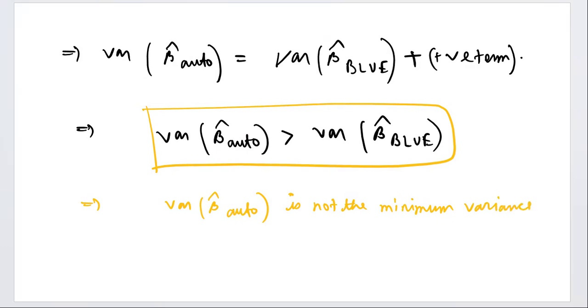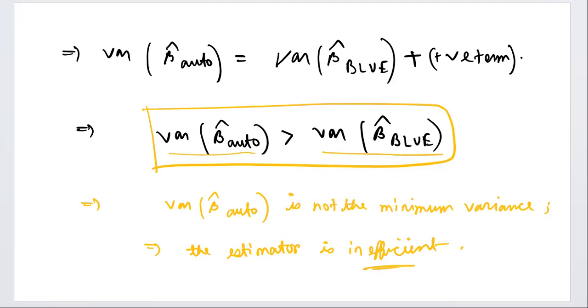Why is this so? Because if you remember in the Gauss-Markov theorem, we said that the variance of beta cap BLUE is the least. Under the CLRM assumptions, the OLS estimators are unbiased and give the least variance. So this particular variance is the least. Since we got that the variance of beta cap auto is strictly greater than the variance of beta cap BLUE, we can say that the variance of beta cap auto is not the minimum variance, which means that the estimator is inefficient. This is the definition of inefficiency: the minimum variance cannot be attained. And this is how you prove the entire thing.